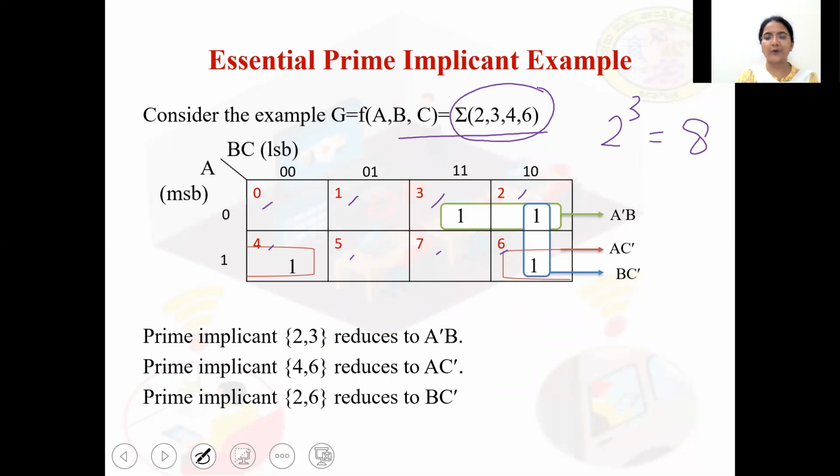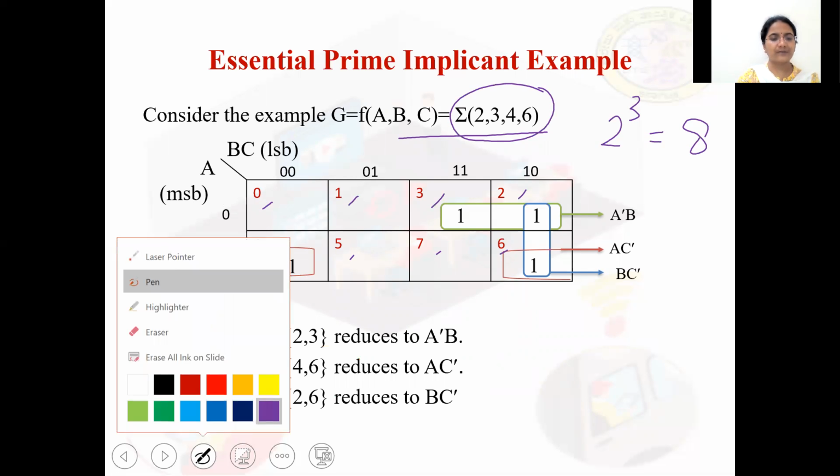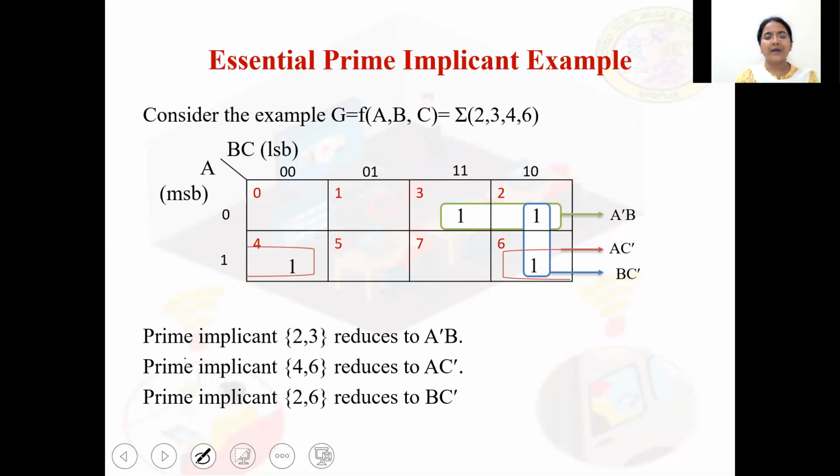And next we have to find out the prime implicants of the function. Here we have logic highs for the minterms 2, 3, 6, and 4. First, we check for the larger groups possible. Can we group it as 8? No, because no 8 cells are adjacent to each other. Next, go for 4. Can we make it a quad? No, it is not possible. Next, go for pair. Now we can make a pair.